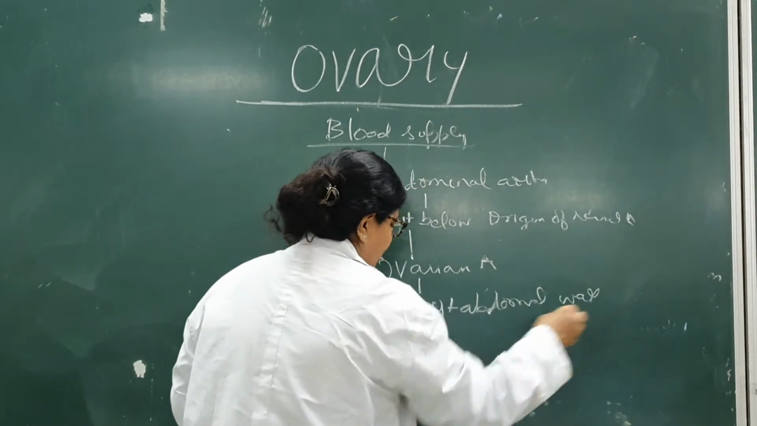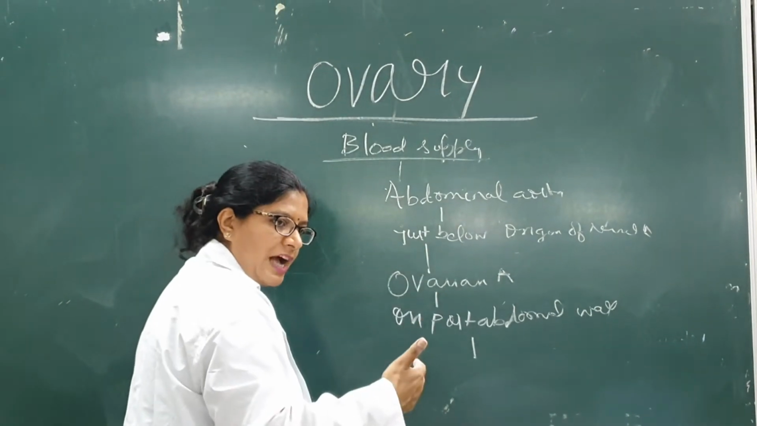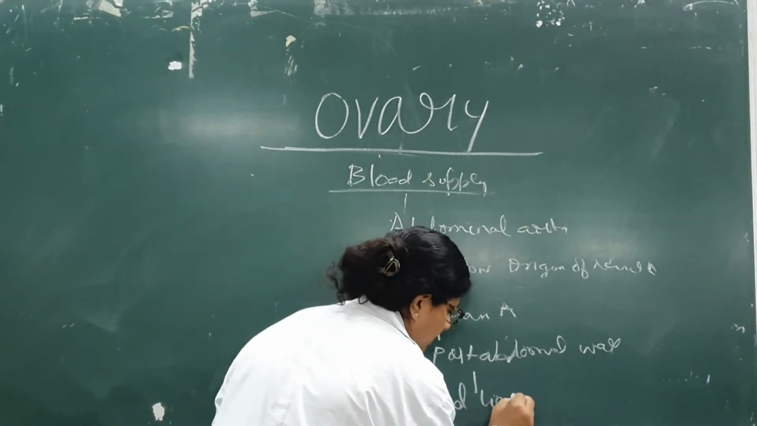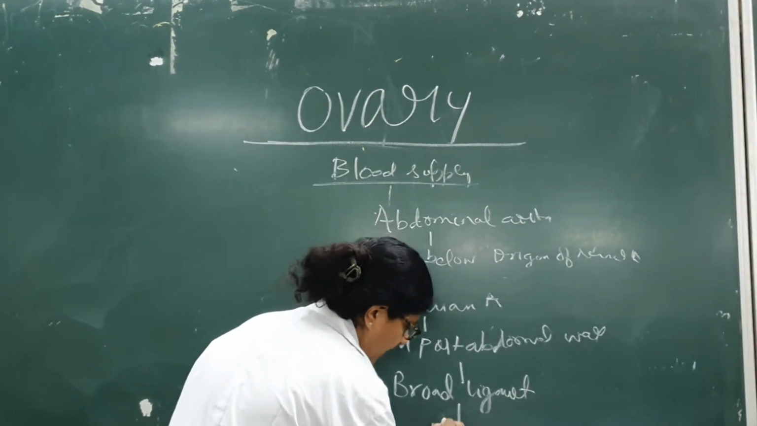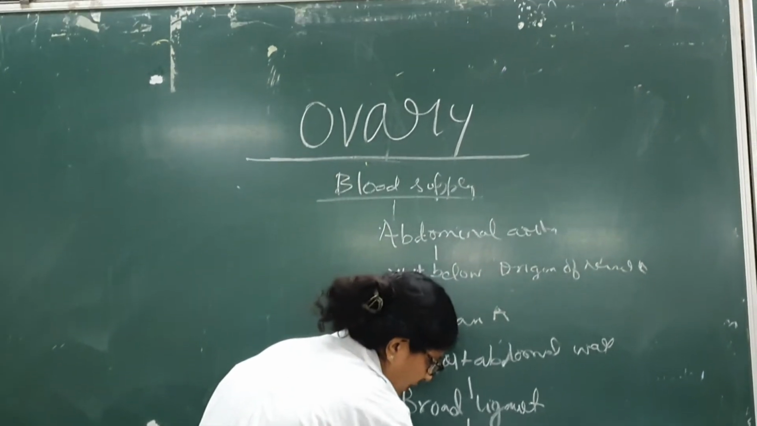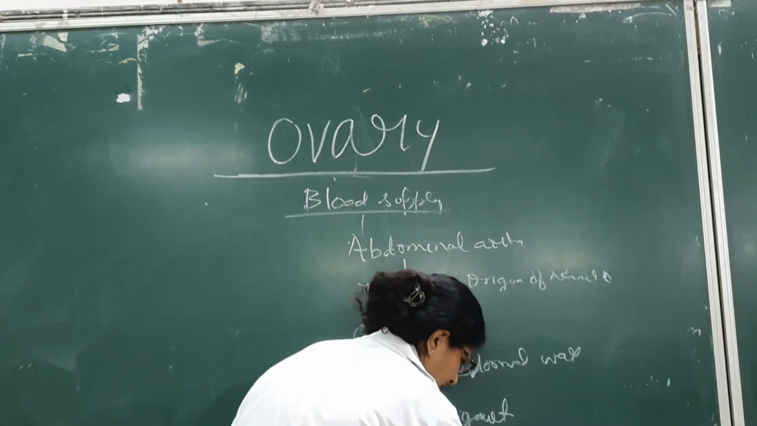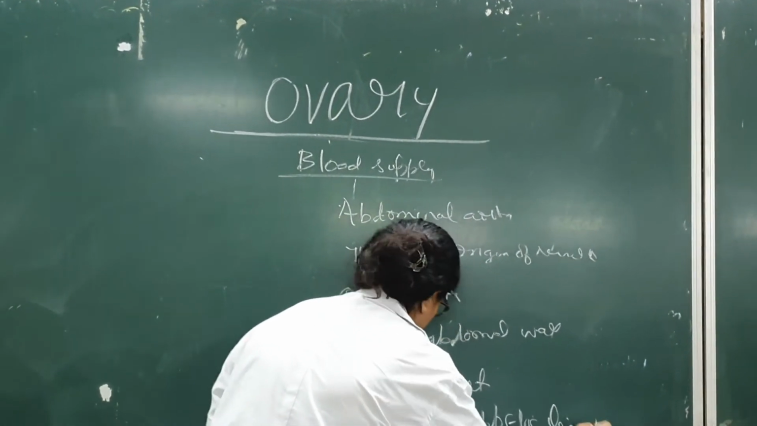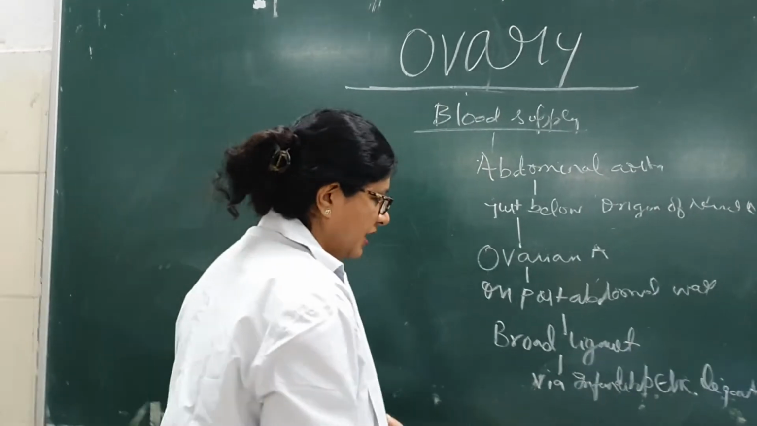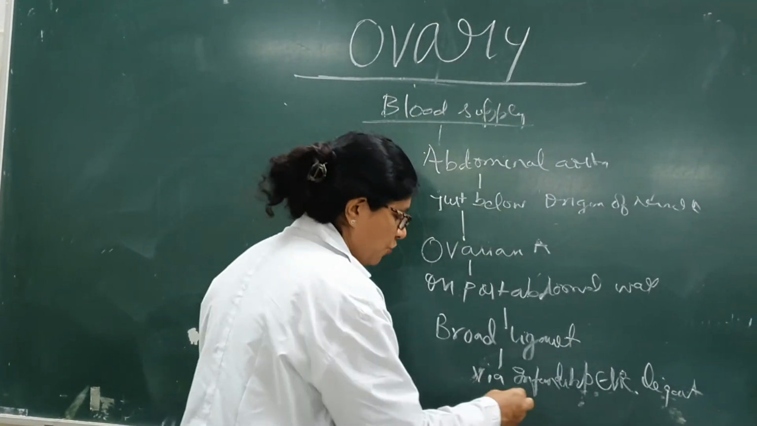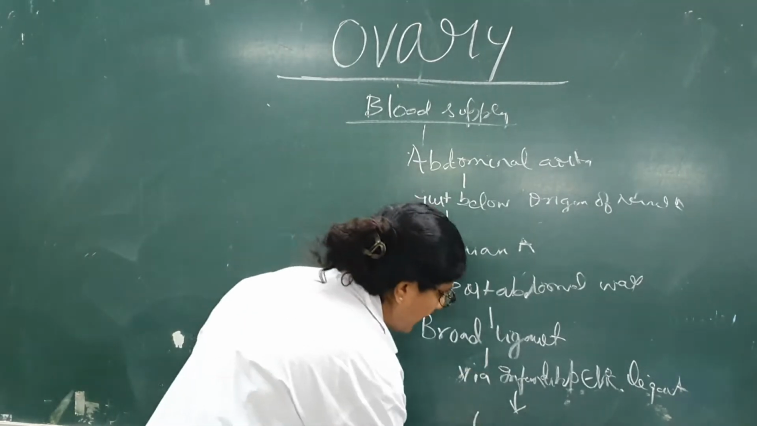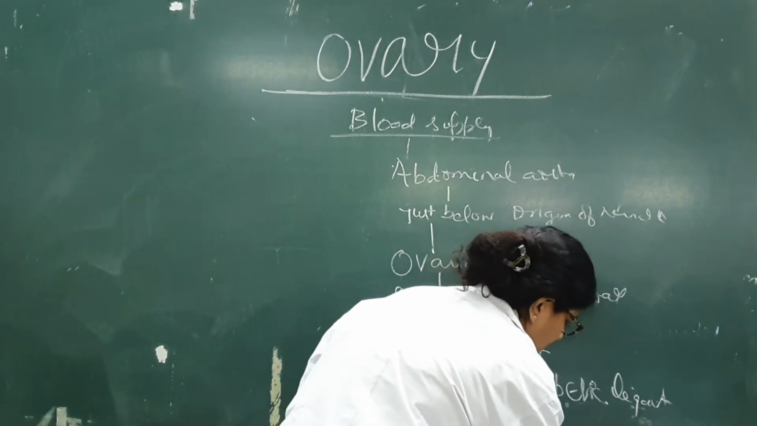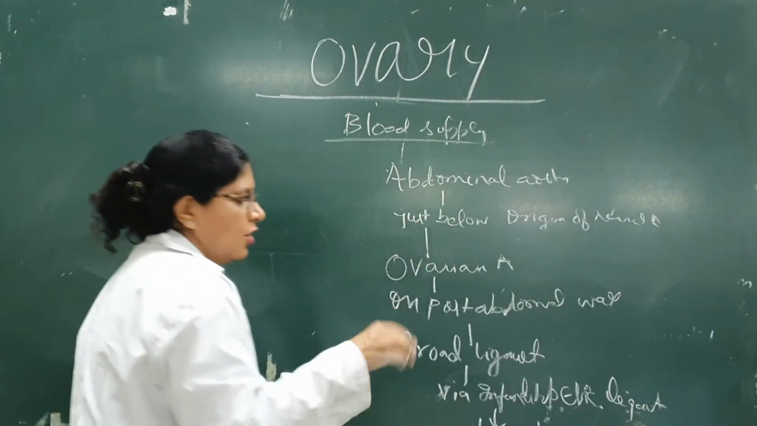From there, where will it enter? The broad ligament. Through the broad ligament, via the infundibulopelvic ligament, where will it reach? The upper pole of the ovary, and supply the ovarian part.